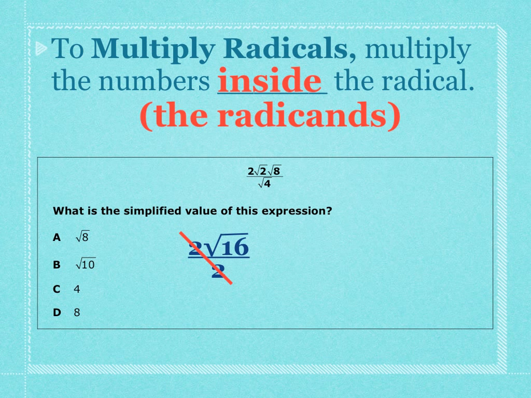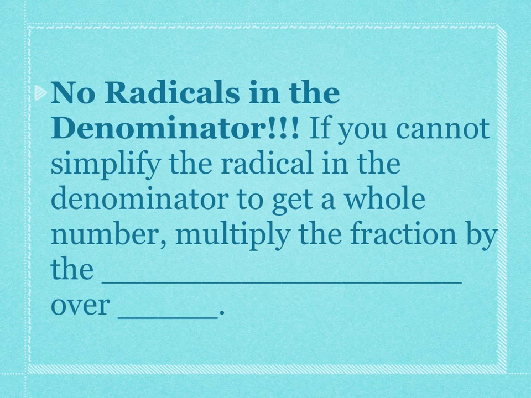When I have 2 square roots of 16 divided by 2, the 2's in the numerator and the denominator, because they are not in radicals, can be taken out. So I'm going to cross those out, and I'm just left with the square root of 16, which is 4. So my answer is C. No radicals in the denominator.